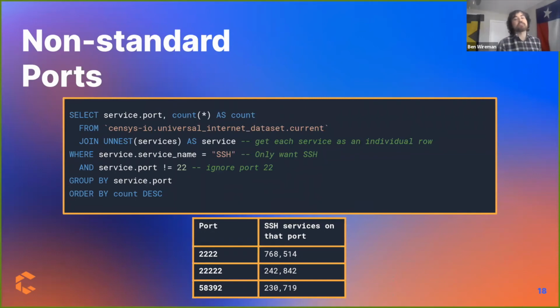And if I take a sample of the ports that are most commonly running SSH other than port 22, unsurprisingly, 2222 and 22222 are high up on the list because people are not very clever. But also 58392 is up there, which I thought was interesting. You can't just change the port number. It's not going to solve the problem. Yeah, this is really powerful.